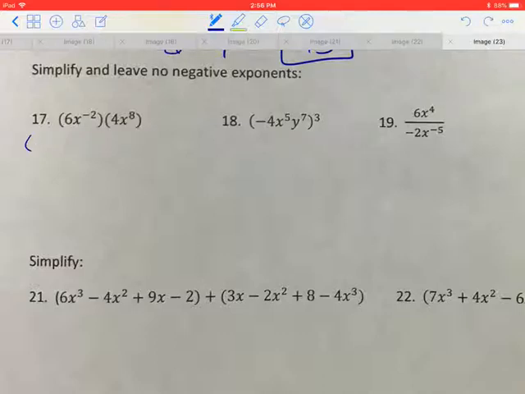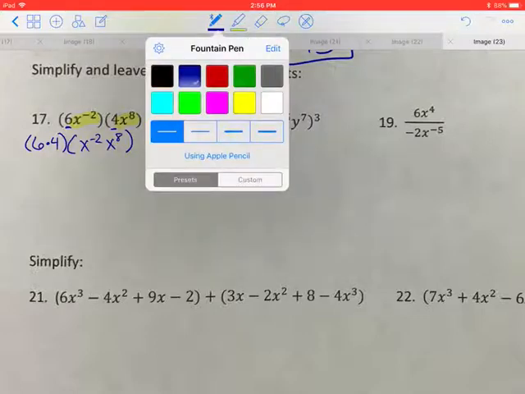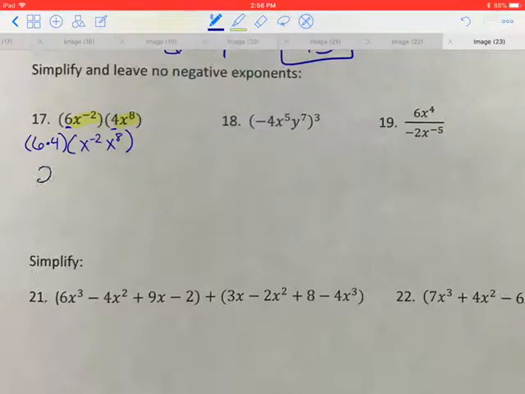So what I'm going to do is put the coefficients together. Those are the numbers in the front. And then I'm going to take my x's and put those together. So if we multiply 6 times 4, we get 24. Now remember, when we multiply exponents with like bases, we keep the base and we actually add the exponents. So that's going to give us 24x to the 6th.